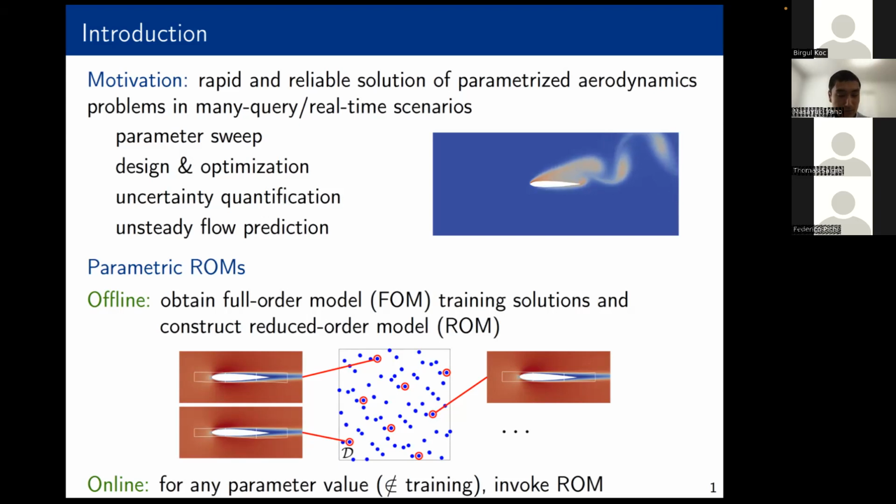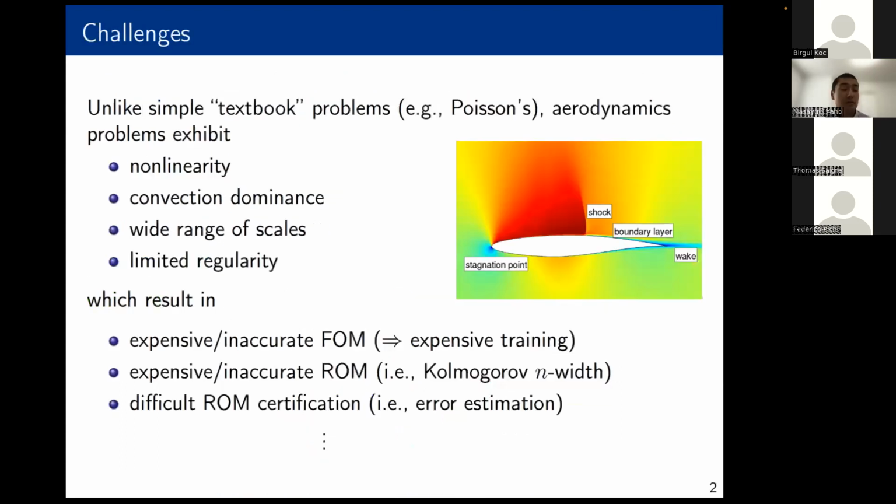So this is my two-dimensional parameter domain. We compute the snapshot for the red dots, which are judiciously chosen. And then we invoke the ROM for, say, any of the blue dots in the online stage. Now, parametric ROMs have been around for quite some time, and the technology is getting mature. But unlike simple textbook problems like parametrized Poisson's equation, aerodynamics flows exhibit a number of challenges, including severe nonlinearity, convection dominance, wide range of temporal and spatial scales, and limited regularity.